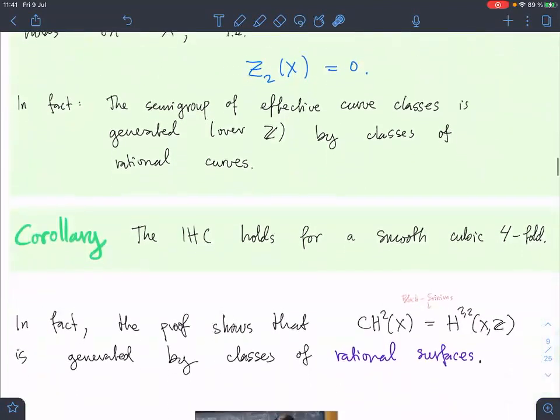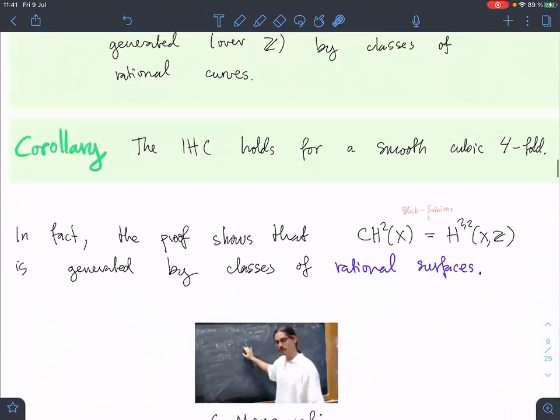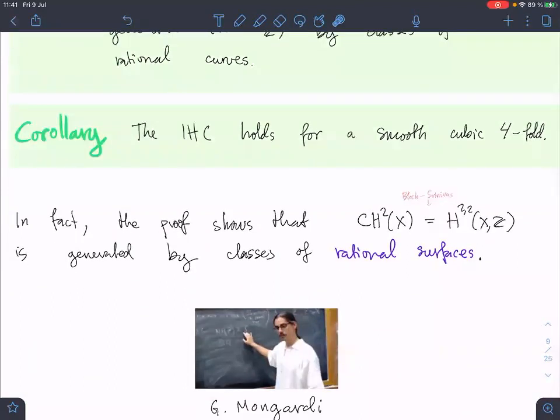Okay, so yeah, in fact, the proof shows that the second Chow group is just isomorphic to the space of integral Hodge classes, and this is generated by classes of rational surfaces. Of course, if the cubic fourfold was rational, then you would have lots of rational surfaces, and one could prove that this is sort of obvious. But at least we get this conclusion here.